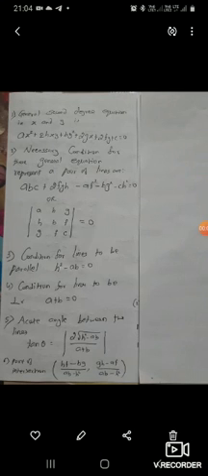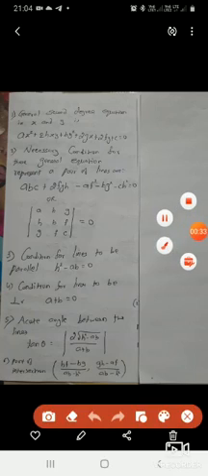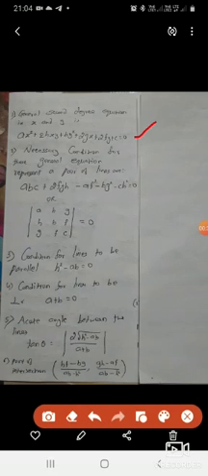Hello students, today we are going to learn the general second degree equation in x and y. That equation is in the form ax² + 2hxy + by² + 2gx + 2fy + c = 0. The second degree equation need not represent a pair of straight lines.